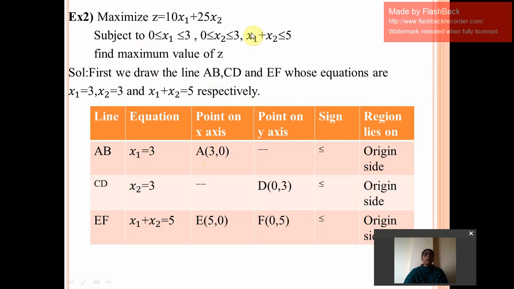Third line EF, equation x1 plus x2 is equal to 5. Point on x-axis: put x2 is equal to 0, then x1 is equal to 5, coordinates 5, 0. Point on y-axis: put x1 is equal to 0, then x2 is equal to 5. Sign less than or equal to, region lies on the origin side. First, second and third, the region lies on the origin side.